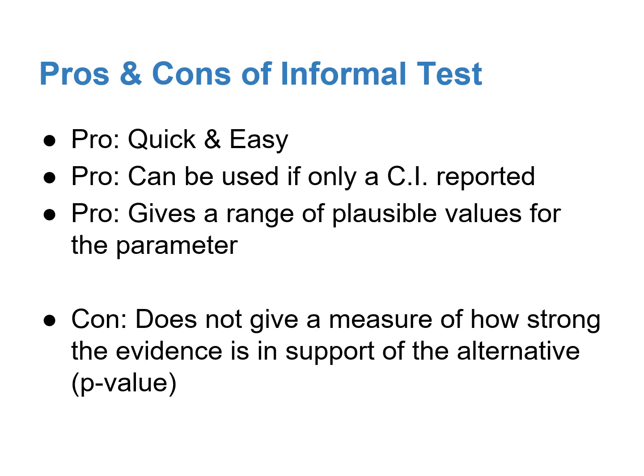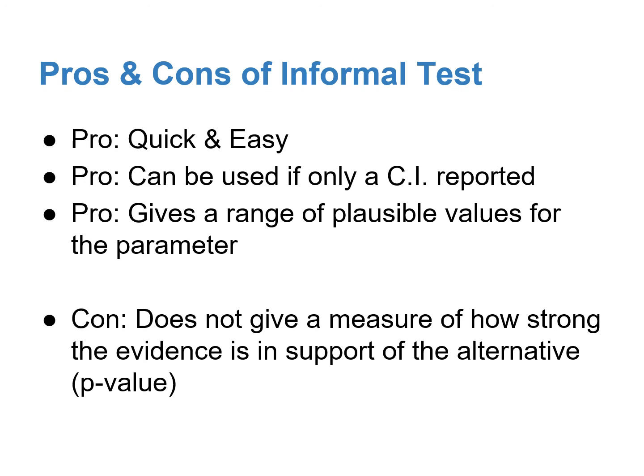And another pro is that the confidence interval itself gives a range of plausible values for the parameter. So it gives you an idea, if you reject the null hypothesis, for instance, how far the truth might be from the null hypothesis. Is this a large departure from the null hypothesis or a small one? So those are good things about using the confidence interval to do the informal test.